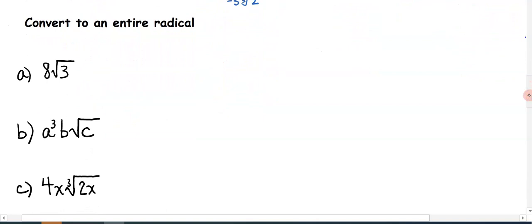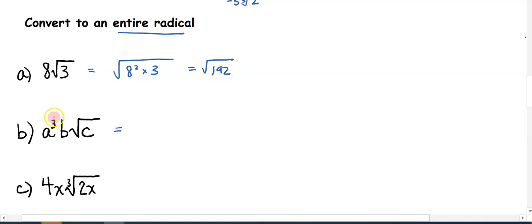Sometimes we could ask you to go the other direction. Could you convert to an entire radical? So if it's a mixed radical, can you go backwards? Instead of taking the 8 out of the root by taking the square root, we're going to put the 8 back in. The opposite of square rooting is squaring. So you're simply putting it back in by squaring it, because the square root of 64 is 8. So when you put it back in, it becomes 64. And then you can just type 64 times 3 and get the square root of 192.